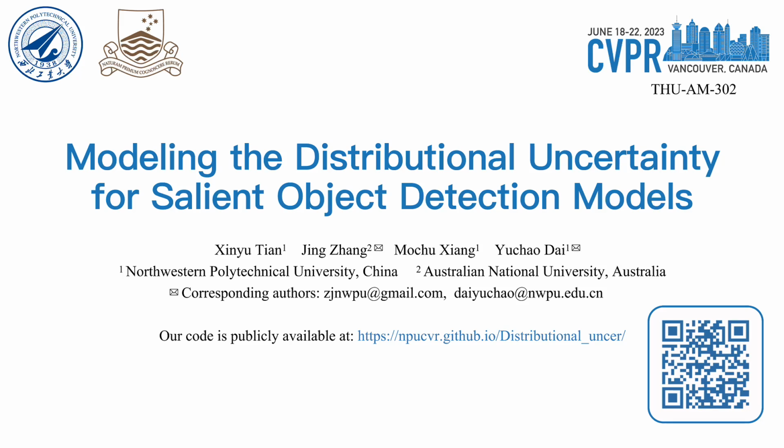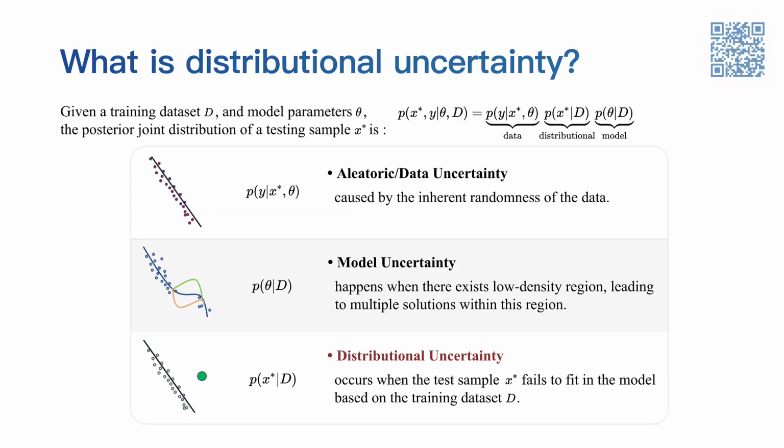In this video, we're going to introduce our paper, "Modeling the Distributional Uncertainty for Salient Object Detection Models." First of all, what is distributional uncertainty? The deep hybrid model proposes that the posterior joint distribution of a testing sample can be written as a product of data uncertainty, distributional uncertainty, and model uncertainty.